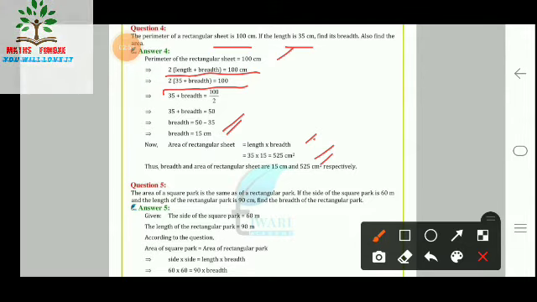So in question number 5, the area of a square park is the same as that of a rectangular park. If the side of the square park is 60 meter, the length of the rectangular park is 90 centimeter.